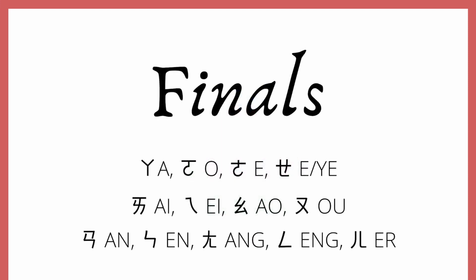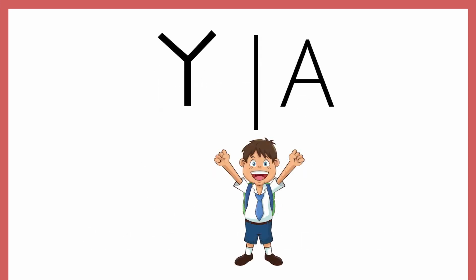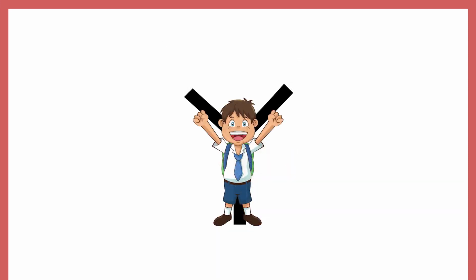Now we get to the finals, and there are quite a few of these. So get ready. Everybody buckled in? Okay, first one. Ah. Think of a kid who's just been let out for the summer break going, yeah! Then get rid of the Y, and you have ah. The pinyin is A, and the zhuying looks exactly like a newly freed student raising his fists in victory.